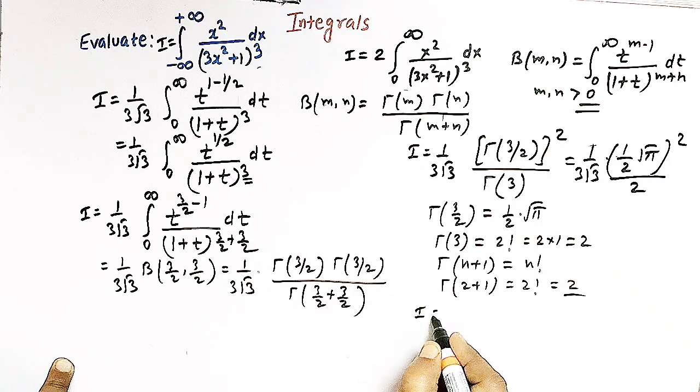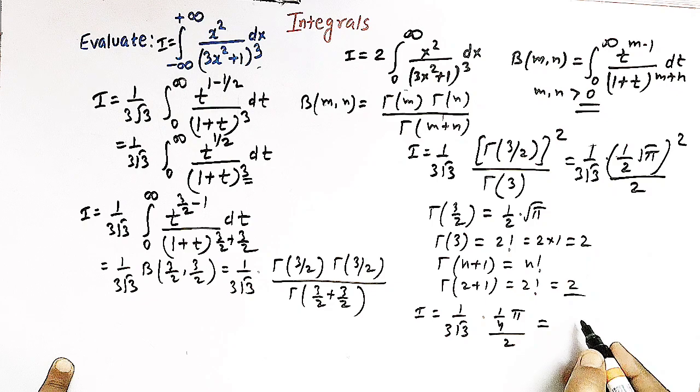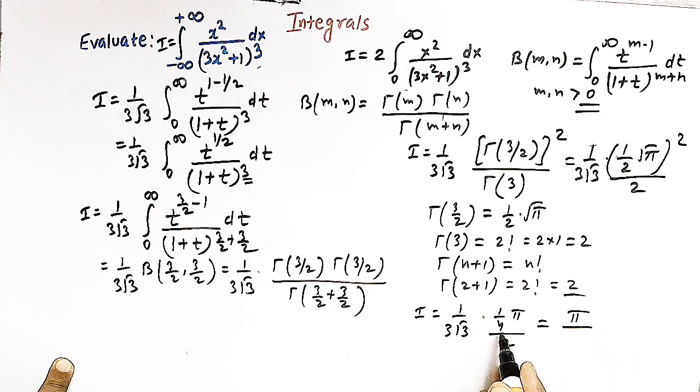So now I is equal to 1 over 3 root 3, and here we have 1 over 4 pi, and here we have 2. Simplifying this, we have pi over 4 times 2 is 8, 8 times 3 is 24. So we have 24 root 3. So the value of this integral is given by pi over 24 times square root of 3.